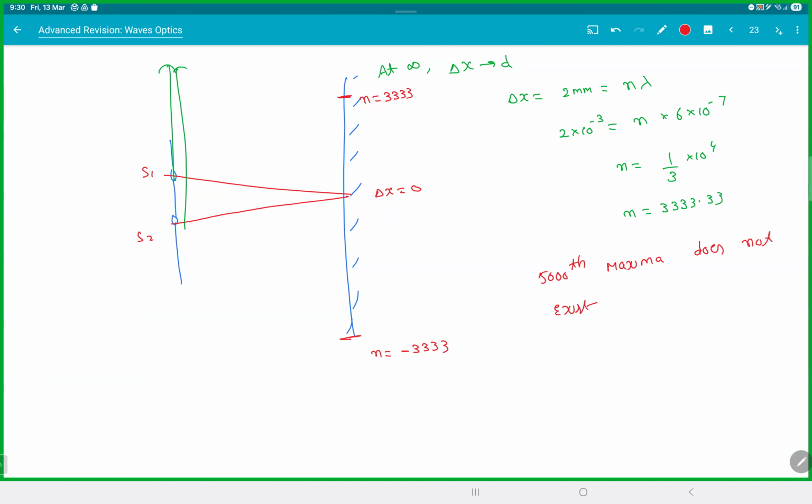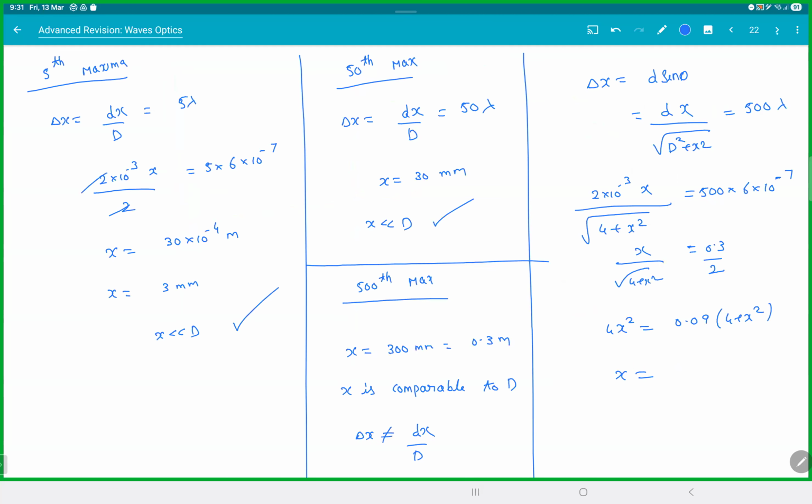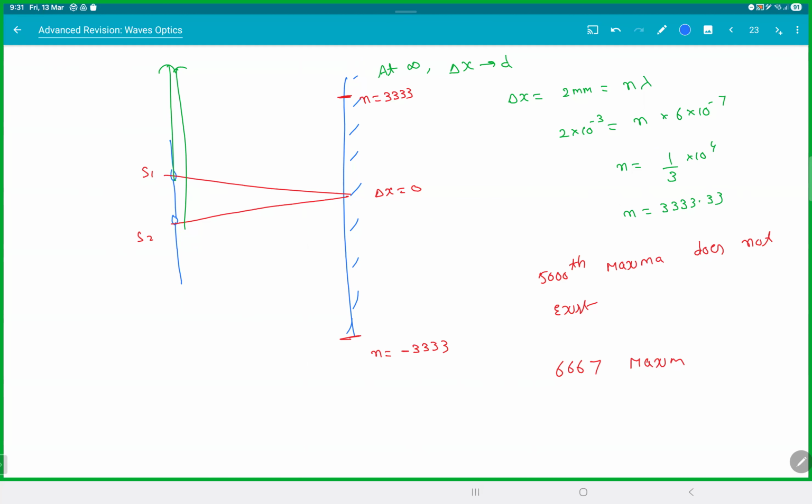And they can ask you this question: how many maximas are there? 6,667 maximas exist. Clear with this? So n is equal to 5,000 will not exist. Is the idea clear there? Because the number has become so big, that number literally doesn't exist there. So that is the thing. You have to be careful. Always check whether that x is small or not.